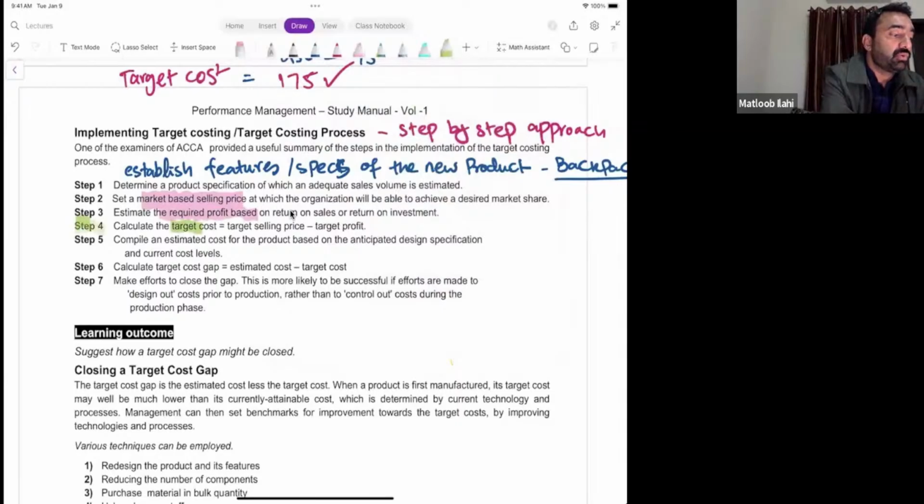Step number 4, now you will calculate its target cost. That is step number 4. Calculate target cost, that is equal to target selling price minus target profit. Once target cost is calculated, step number 5, compile an estimated cost for the product based on its current design specification. Okay, so at the current cost level, step number 5, you need to calculate the current cost or estimated cost.